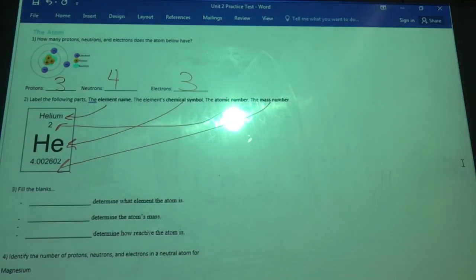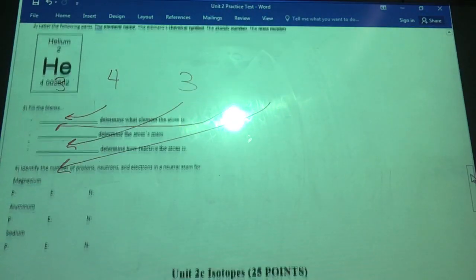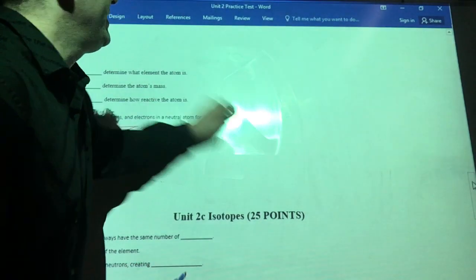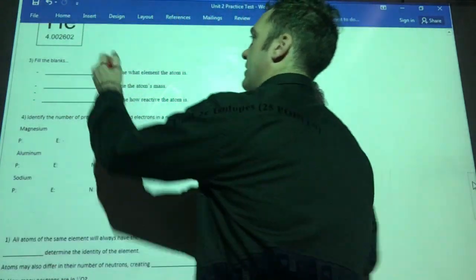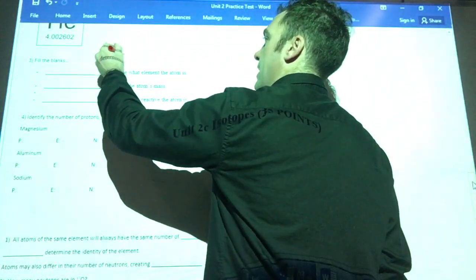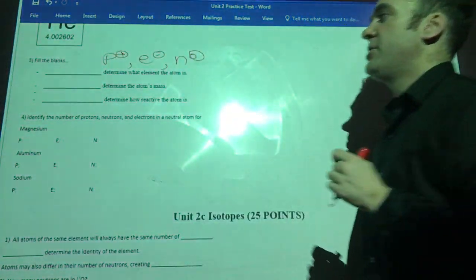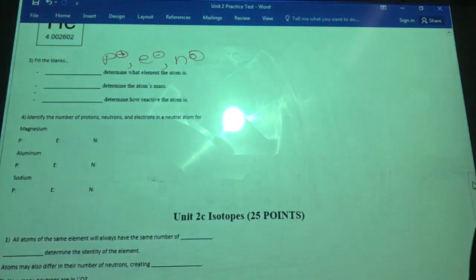All right, so next we've got fill in the blanks. These answers are going to be either proton, electron, or neutron. Determine what element. Does anyone know what determines the element? Like, what does each element have a specific number of?